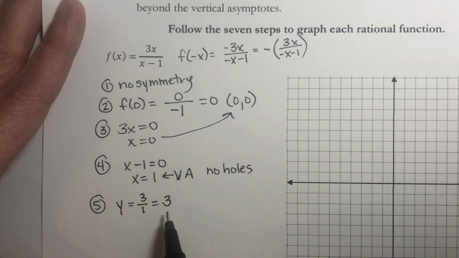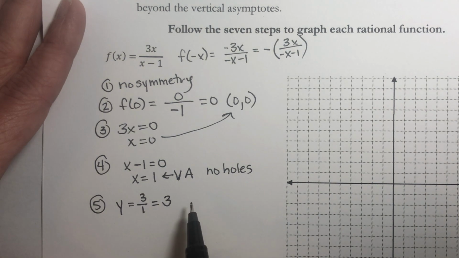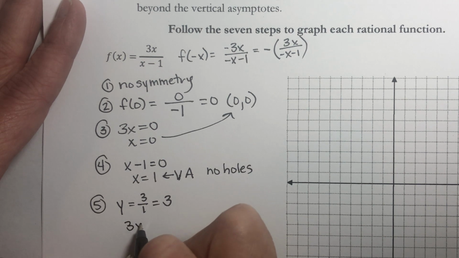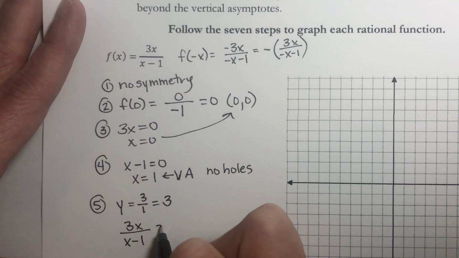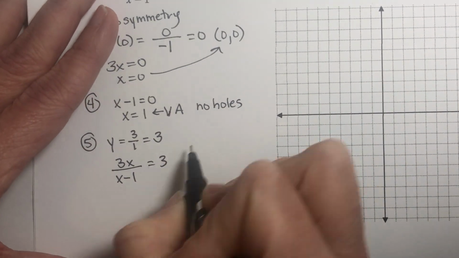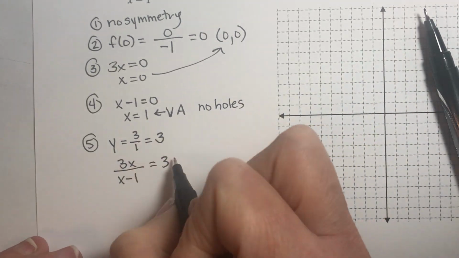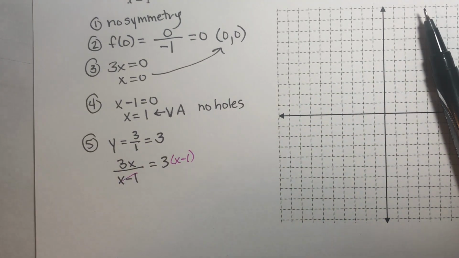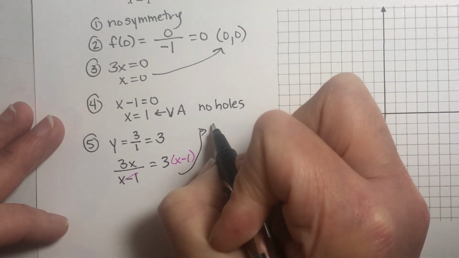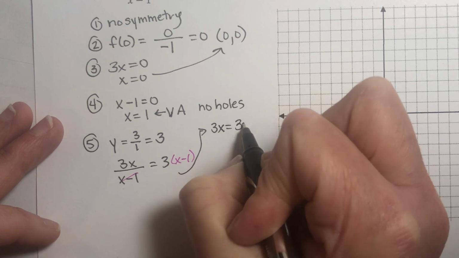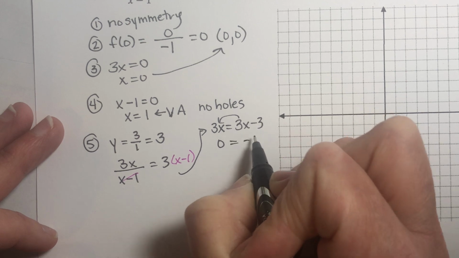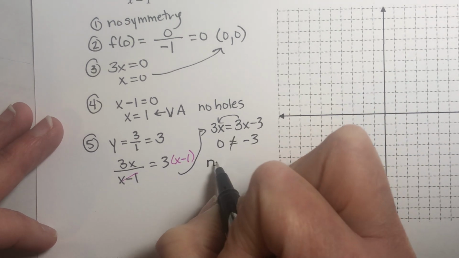Okay? We need to see if we cross this anywhere, because we could potentially cross a horizontal asymptote. So we take our original function and set it equal to 3 and see if we get an answer. I'd multiply both sides by x minus 1, sorry, and this would cancel out. So I would have 3x equals 3x minus 3, and you can see that this is not going to work. So we never cross it.